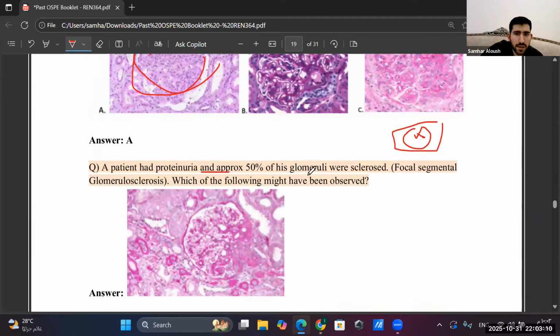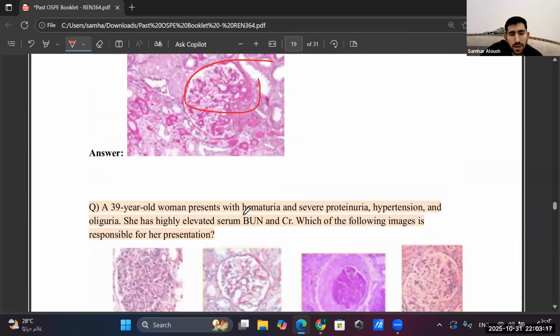Patient had proteinuria, approximately 50% were sclerosed. It's definitely FSGS, we know at this point. Hematuria, proteinuria, hypertension, so it's nephritic. And here we have nephritic, okay? And this one is PSGN.